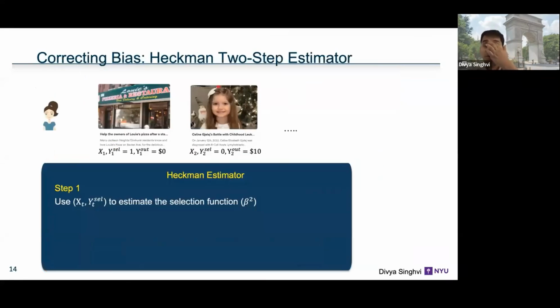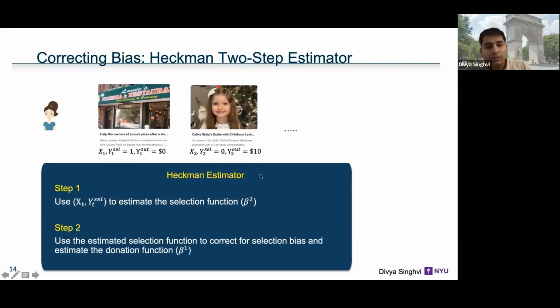What we proposed using is what is called a Heckman two-step estimator. And this was developed decades ago. And the idea is in fact reasonably simple. So we have two sets of parameters that are unknown, beta 1 and beta 2. What the Heckman estimator does is it uses two steps. In step 1, we use the previous recommendations and their features that were made, but we only consider the past selection decisions. So a binary decision of whether the recommendation was selected or not. Using this data, we come up with a selection function, or an estimate of selection parameters, which is beta 2. And once we have done that, we use this estimated function or estimated parameters to correct for selection bias and then estimate the donation function, which is beta 1.